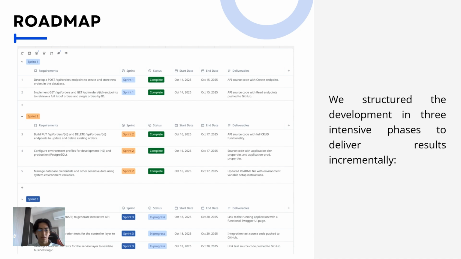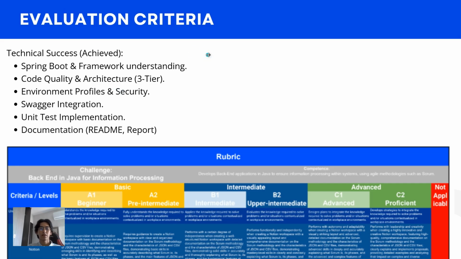In sprint number two, we configure environments and profiles, in this case the database, H2 and Postgres for production, that is a database for production. Well, in sprint number three, we integrate Swagger for documentation, that is an application like Postman, but in HTML, and we have the unit tests for the API.